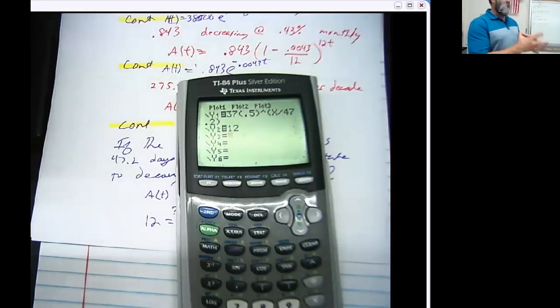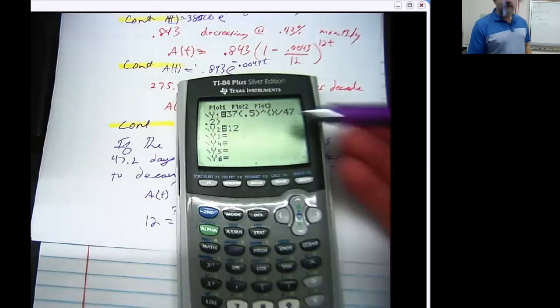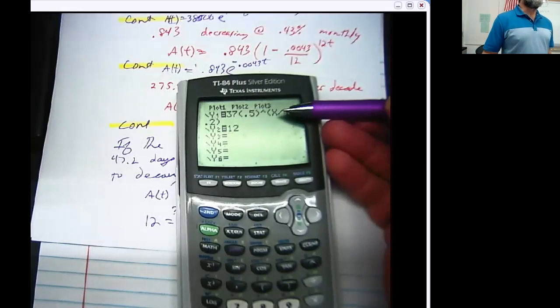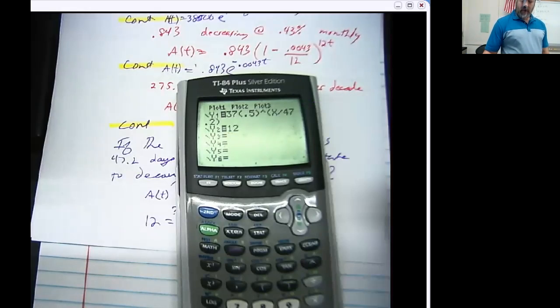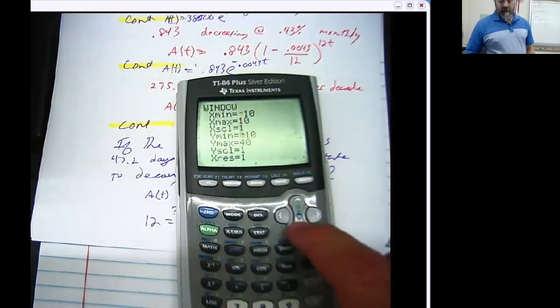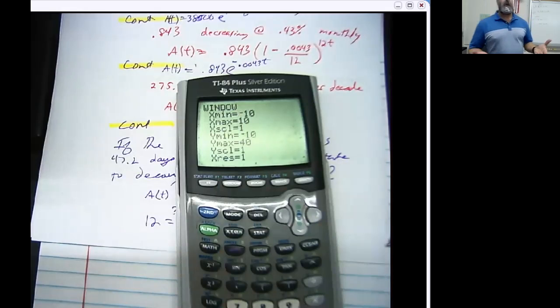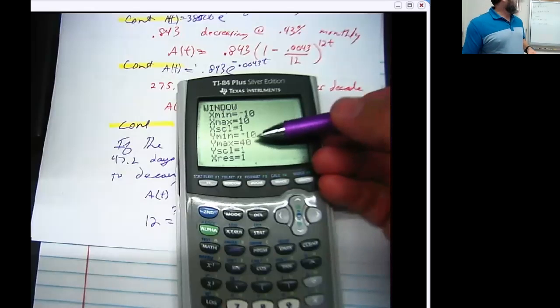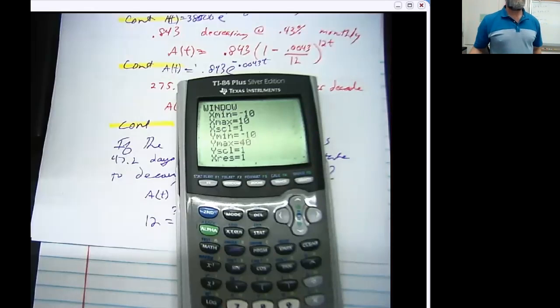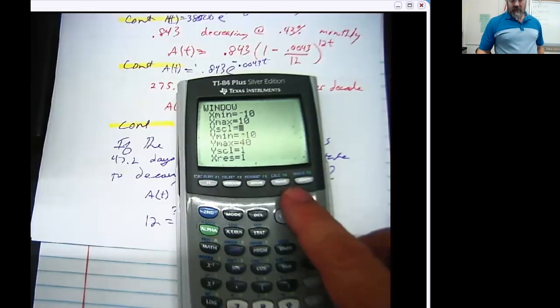Now, in terms of my window, I'm going to graph this. By the way, this is exponential decay, right? It's coming down. How much did we start with, everybody? 37. So when I go to my window, I know that I have to start with at least 37. So is 40 okay? I want to know when it is going to hit 12. If the answers went from -10 to 40, would the number 12 be in there okay?